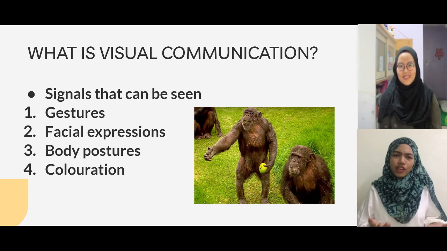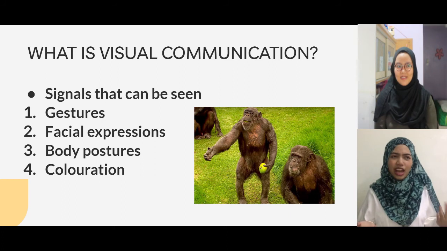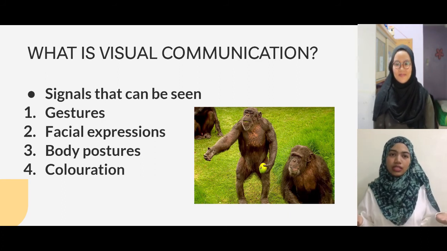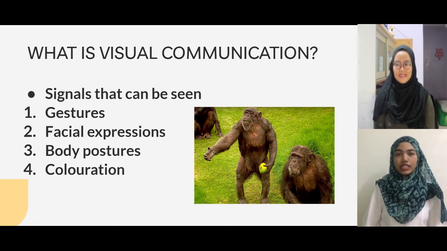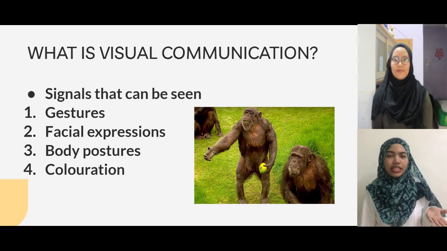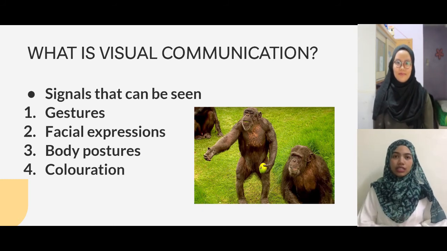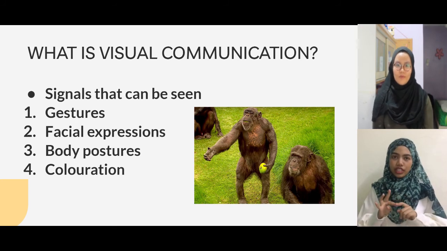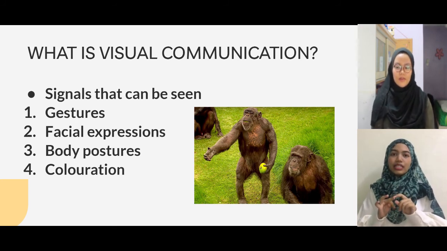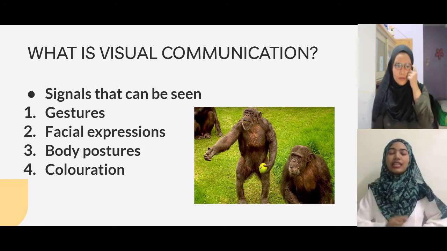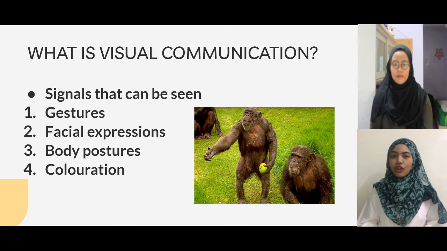So, have you ever wondered why animals have different colors or different patterns on their body, and what the purposes of this are? Visual communication is a method of communication used by animals that involves signals that can be seen. So, what are these signals? There are four signals in total. The first one is the gesture. The second one is the body posture. The third one is the facial expression, and the last one is the coloration of the body.